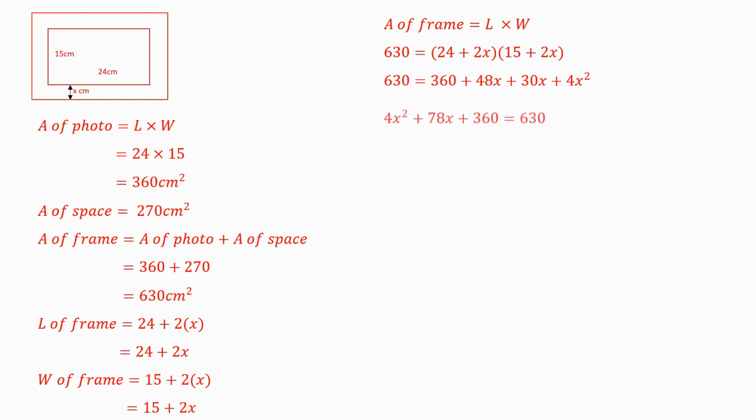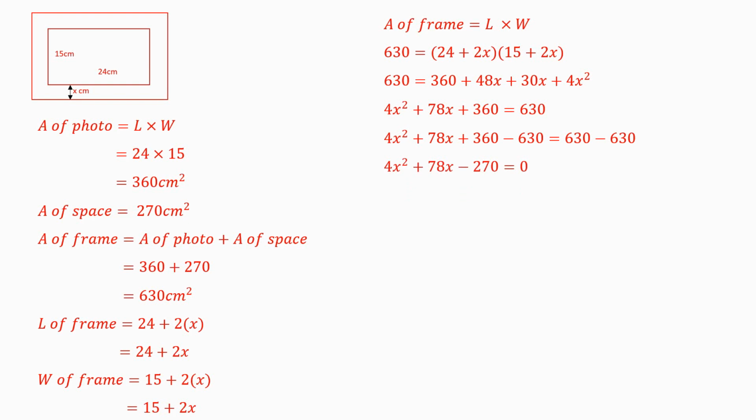We can write this as 4x squared plus 78x, putting the like terms together, plus 360 is equal to 630. Then we subtract 630 from both sides of the equation, to form a quadratic equation, we have 4x squared plus 78x plus 360 minus 630 is equal to 630 minus 630. So 4x squared plus 78x minus 270 is equal to 0. We are going to use the factorization method to solve the equation. We look for factors whose sum is 78 and the product is 4 by negative 270, and we obtain 90 and negative 12. So we have 4x squared plus 90x minus 12x minus 270 is equal to 0.